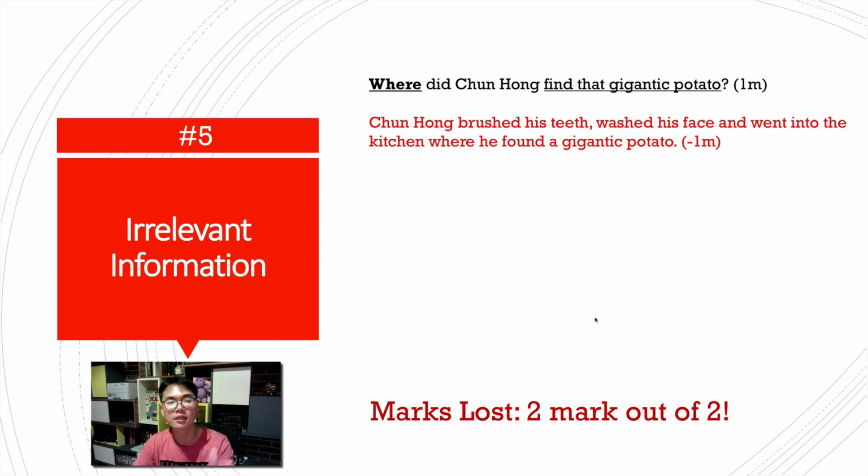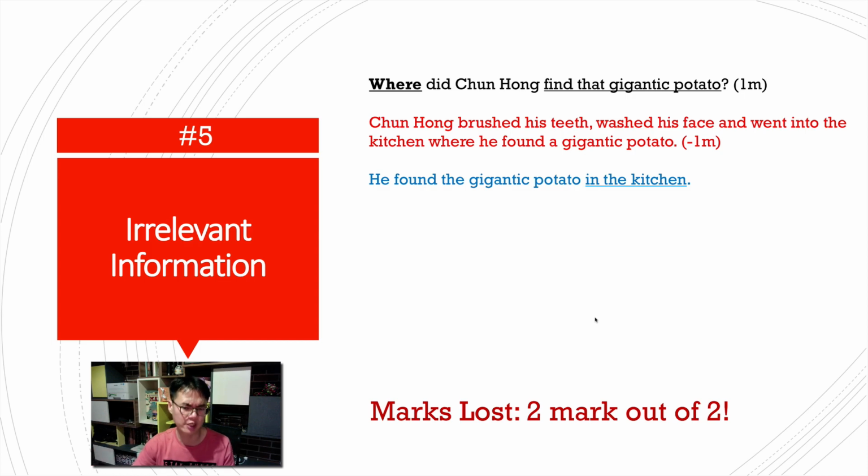Okay, so what is the answer going to be? Simply, he, Chun Hong, found the gigantic potato in the kitchen, which is the where. Do you all get it? So be very focused. Don't be writing out entire chunks of text hoping that the teacher will pick the correct answer out of that chunk. He will not. Always answer accurately and specifically to the question.